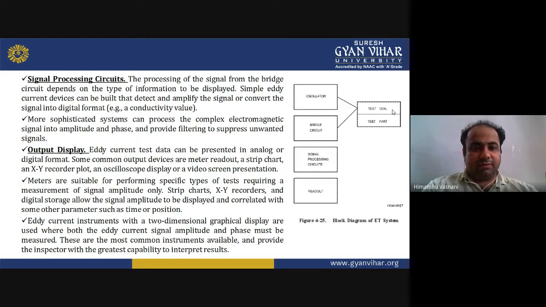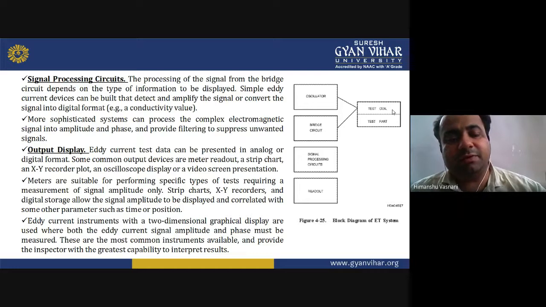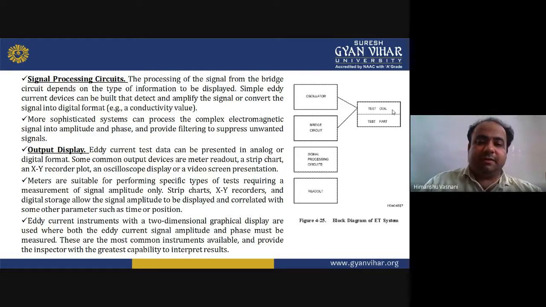unwanted signals. Now, we have been discussing the signal processing circuit in our previous discussion, and now we are going to the output display. Eddy current test data can be processed in analog or digital format. Some common output devices are a meter readout, a strip chart, an XY plotter or recorder, an oscilloscope display, or a video screen presentation.